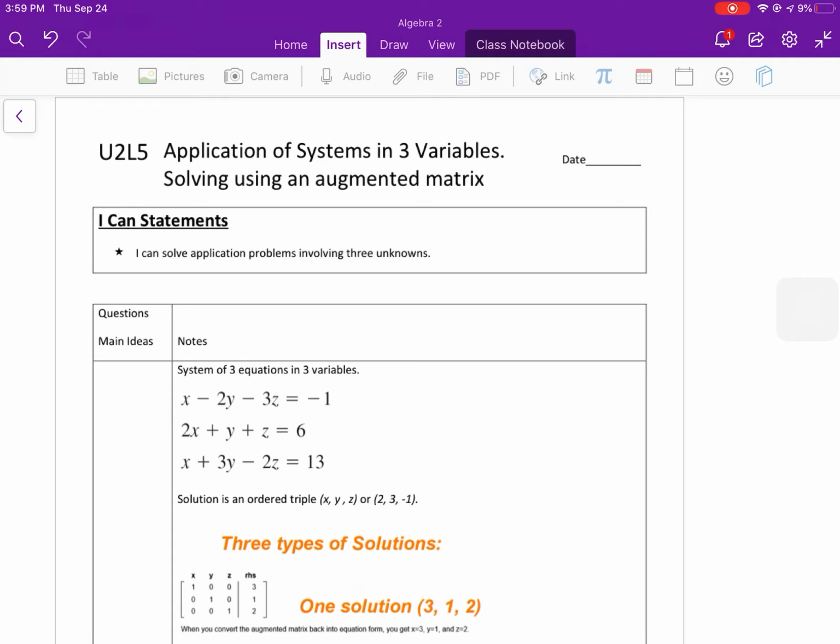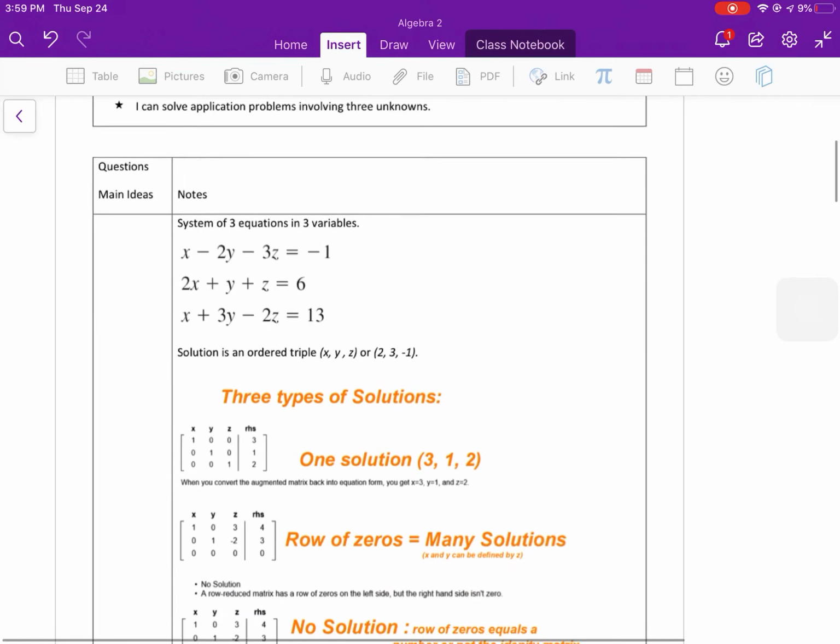Lesson 5, so this is the last lesson for Unit 2. So we're going to solve using the augmented matrix now. We practiced setting up a bunch of the 3 variable word problems. This video is how to use the calculator to solve it.